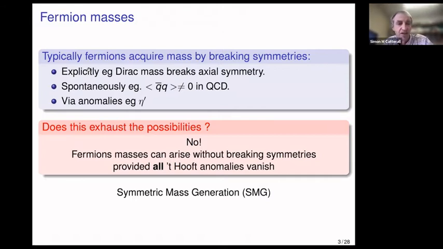And you might say, well, is that always necessarily the case? Does that exhaust all the possibilities? And the answer is no. There are actually no-go theorems that stop fermions acquiring masses without breaking any symmetries at all. But that doesn't mean it's easy to arrange. In fact, you have to make sure, and that'll be one of the take-home points from the talk, that all the 't Hooft anomalies associated with all global symmetries in the system have to vanish for you to be able to gap fermions without breaking any symmetries.